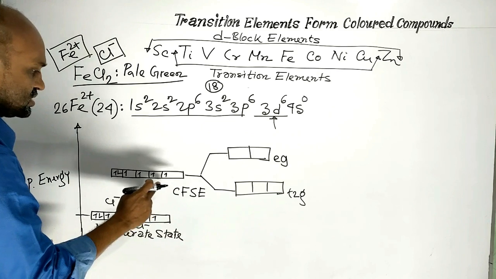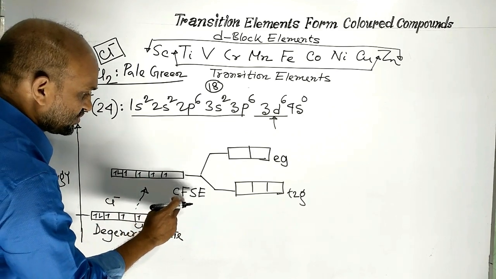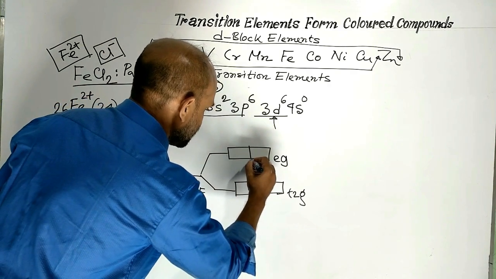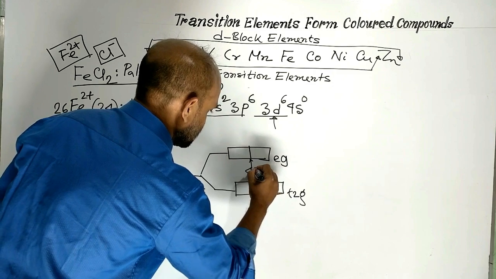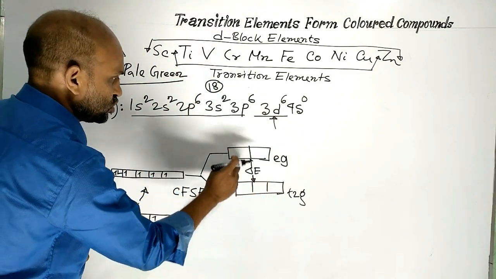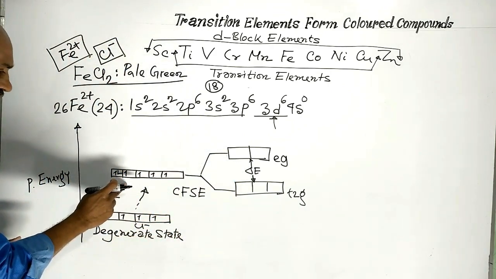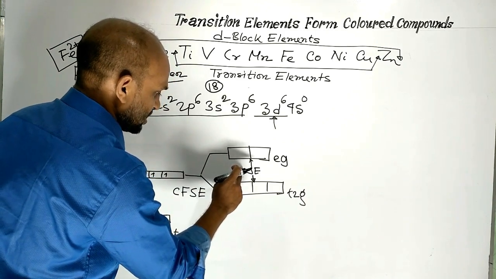Due to the crystal field splitting effect, an energy gap is created between these 2 groups of orbitals. That is, the degenerate state of orbitals breaks to the non-degenerate state of orbitals.